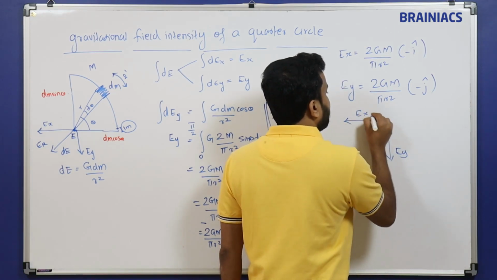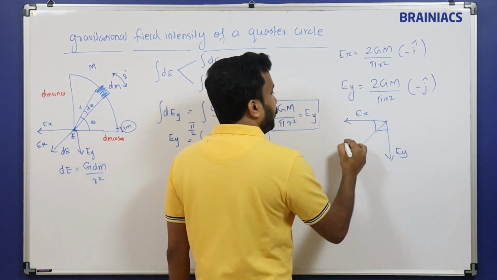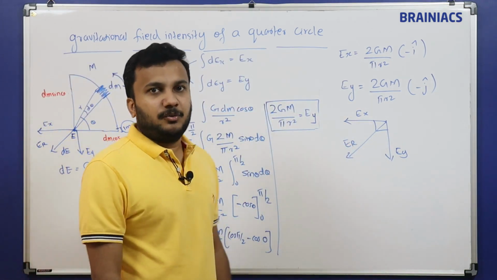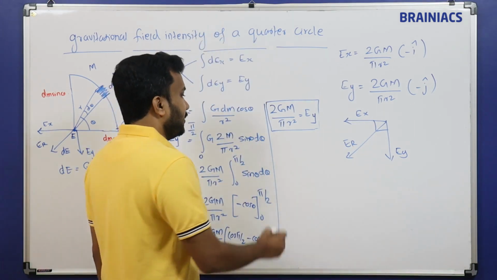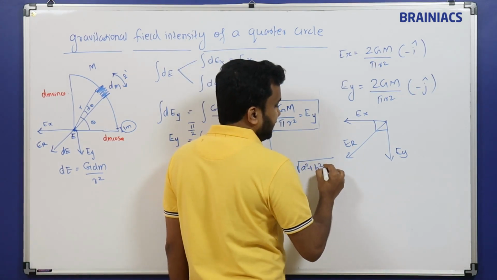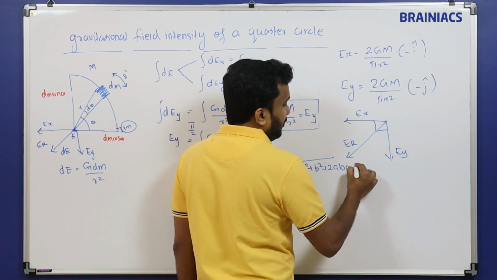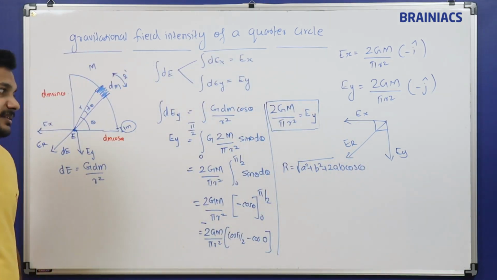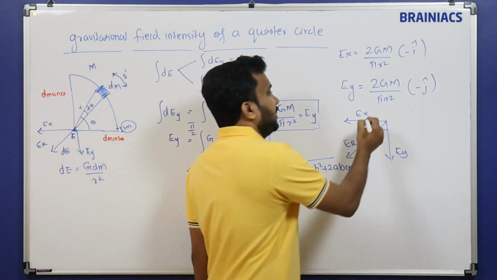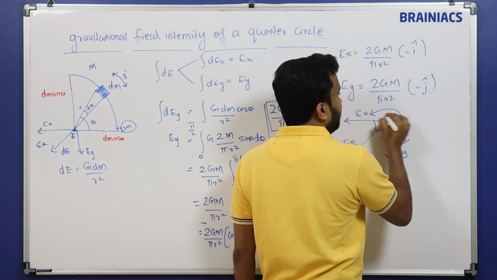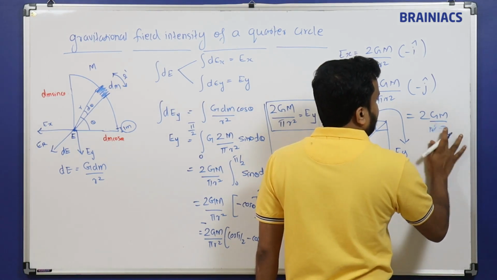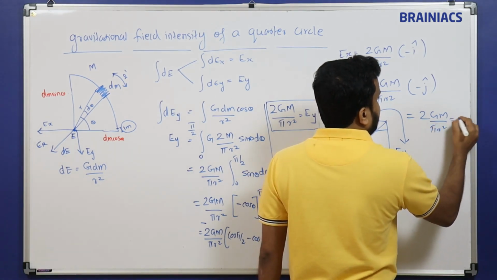How should I find the resultant of two vectors? The resultant of two vectors is given by ER. If two vectors A and B are there, how do we find the resultant? The general formula is root of A square plus B square plus 2AB cos theta. This is the formula. Here, Ex and Ey are both the same value, 2GM by pi r square, so I am taking this as E.